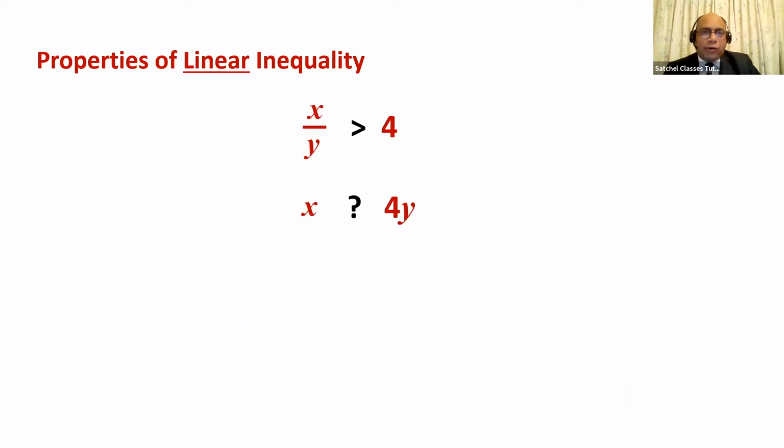Okay, so how do you think we can solve this inequality? x over y is greater than 4. What can you say the relation between x and 4y is? Right? So first of all, let's deduce some relationship from this. If x over y is greater than 4, it means that the fraction x over y is positive, which means both x and y are greater than 0 or both x and y are less than 0, right?